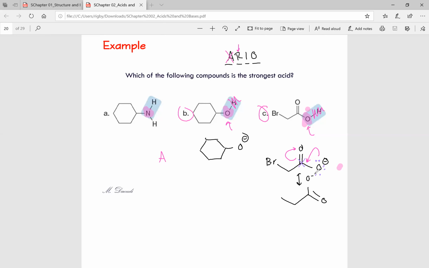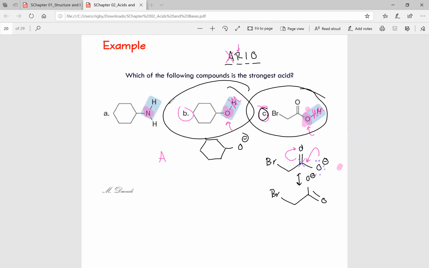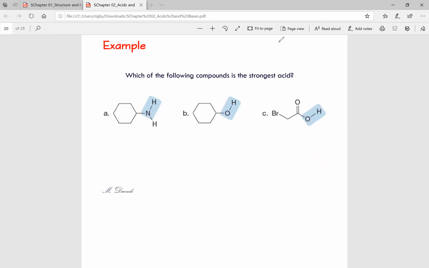where the oxygen on the top now has the negative charge, and the oxygen on the right has the double bond. So we can see here that C has resonance. So C is going to be the strongest acid, followed by B, and finally A is the least strong acid, or the weakest acid. All right, so let's continue on.